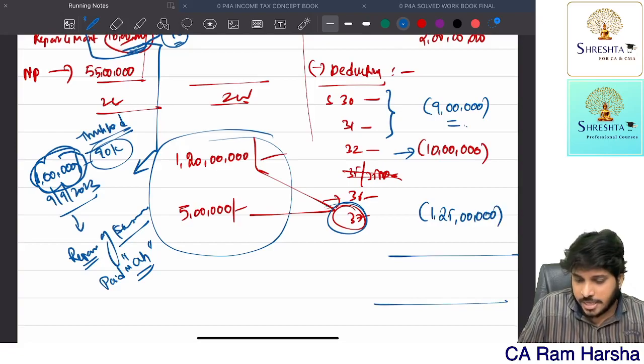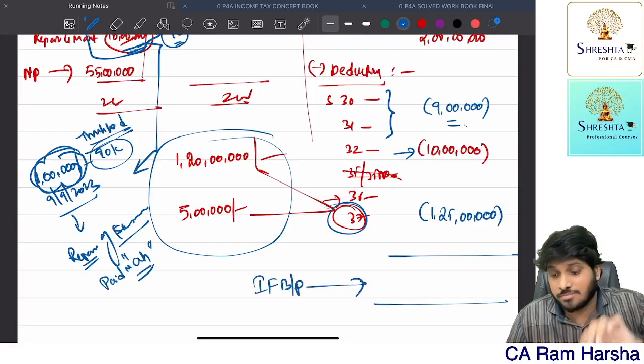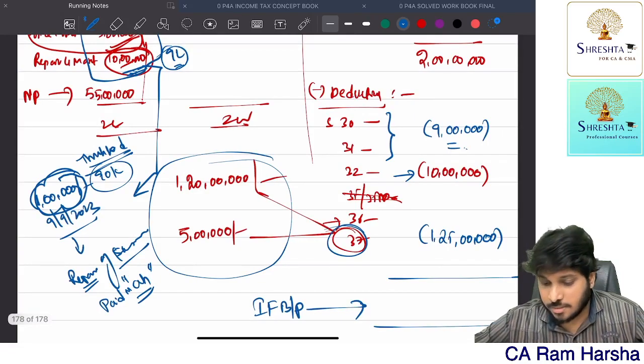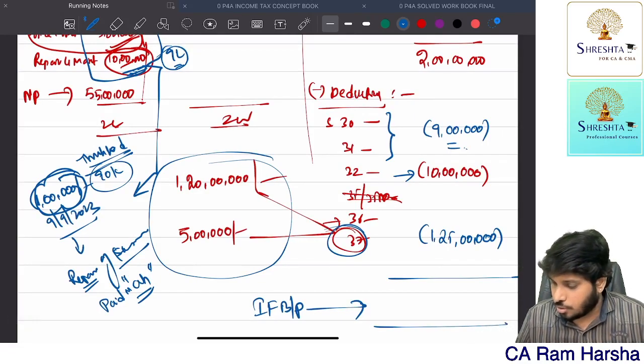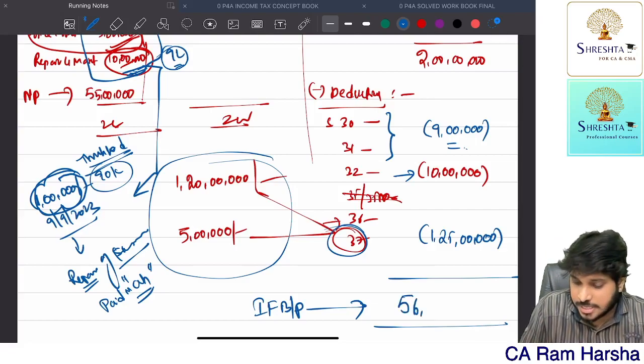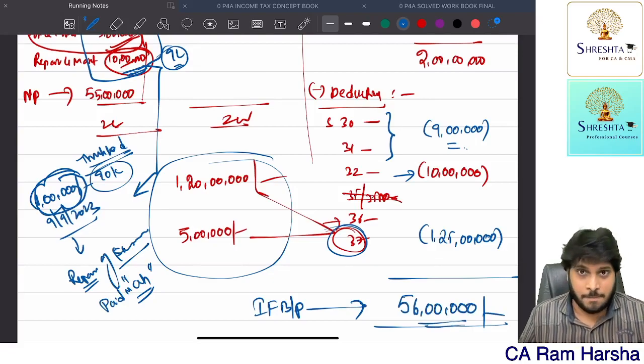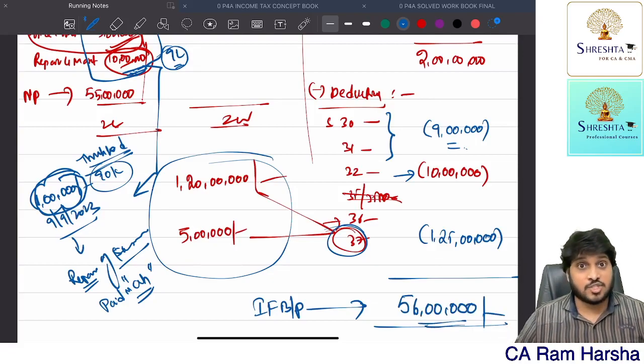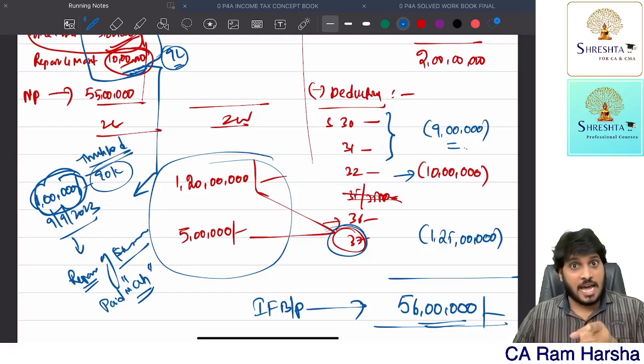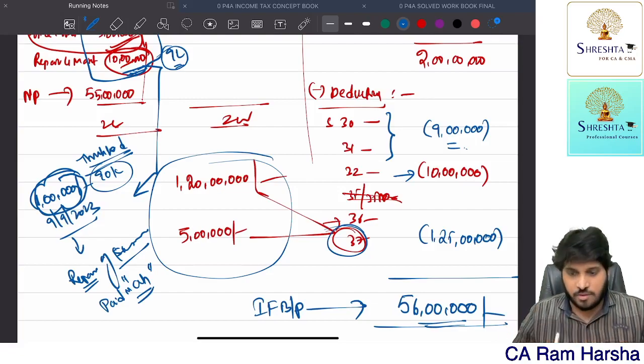So, what is the income from business or profession taxable under income tax law? What is the income that is taxable? 2 crore minus 9 lakhs minus 10 lakhs minus 1 crore 25 lakhs is equal to 56 lakhs, which is my profit as per income tax law from business. Under the Income Tax Act, my income is 56 lakhs.